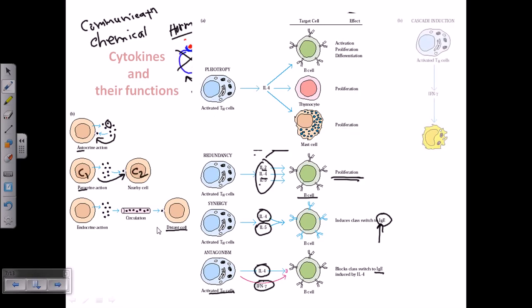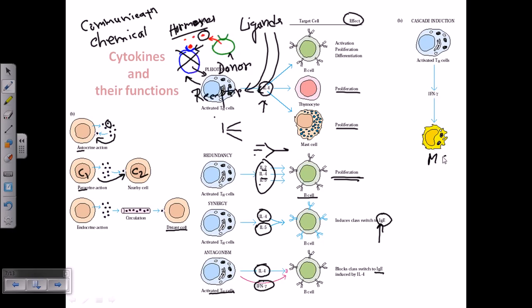Now let's see a typical example of this. So here we are having activated T helper cells, and usually activated T helper cells are secreting interferon gamma. Now once they are secreting this interferon gamma, it is activating macrophage. So this green person here is macrophage. Now it is activated by interferon gamma secreted by activated T helper cell.